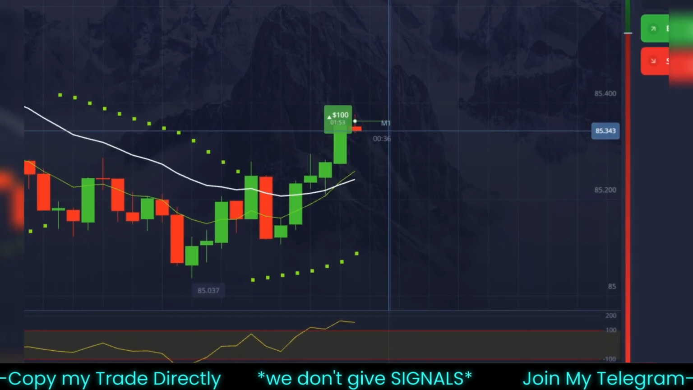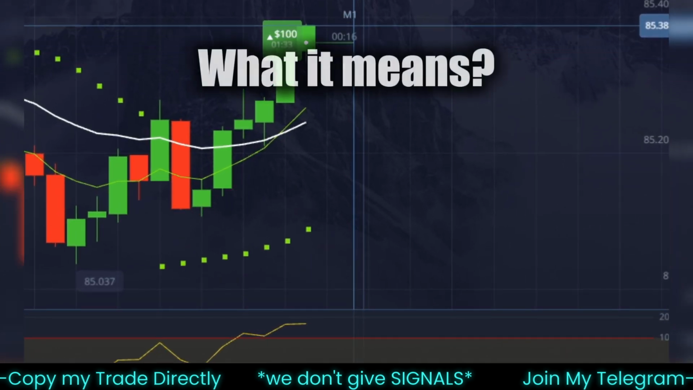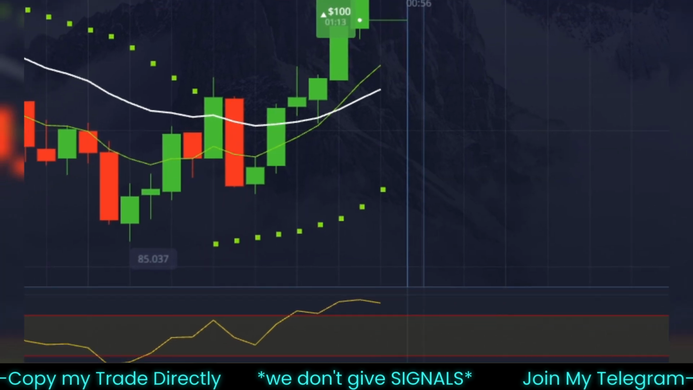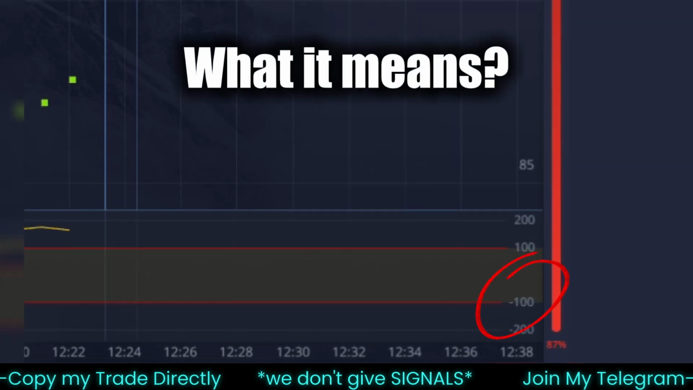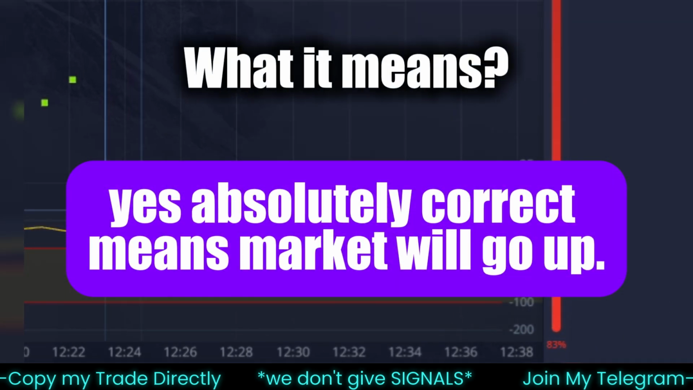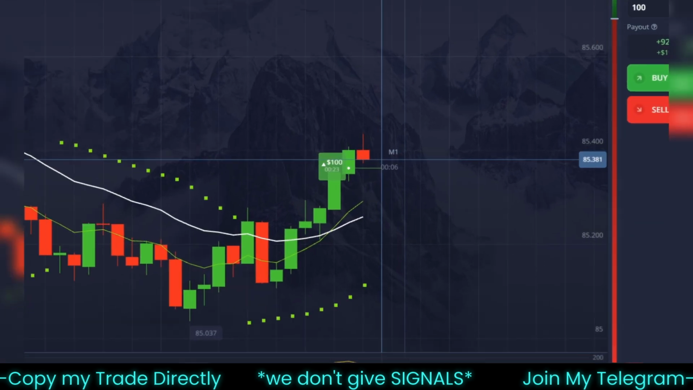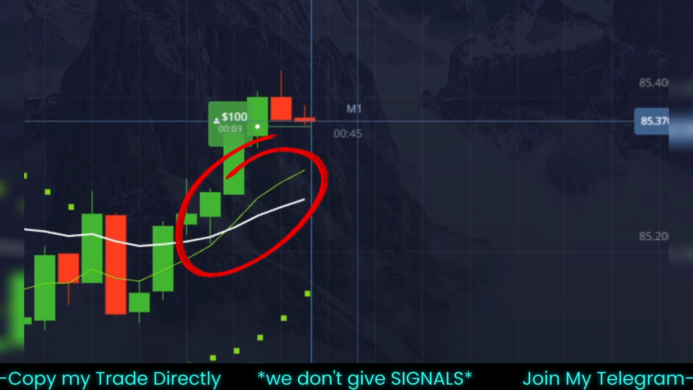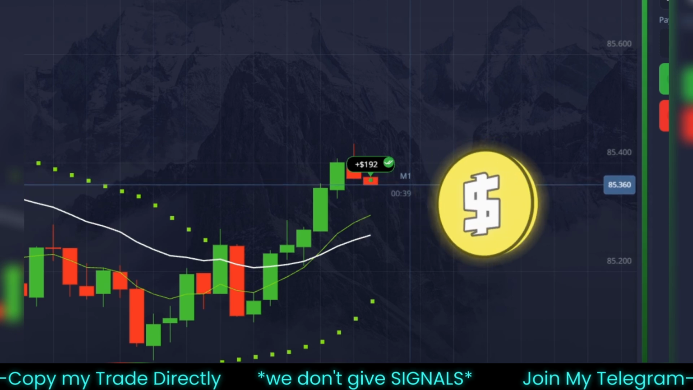Check this market. Parabolic SAR dots are below the candle. What does it mean? Yes, good. It means pressure of buyers. Then CCI coming inside the -100 zone. What does it mean? Yes, absolutely correct, it means the market will go up. And for surety, we checked the moving average lines, and as soon as they crossed here, I took entry on the next candle, and the outcome is as we expected, friends.